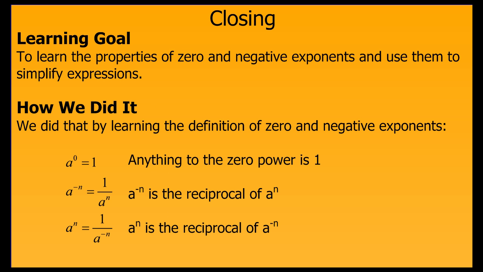In closing, let's review our learning goal. We wanted to learn the properties of 0 and negative exponents. We did that by learning their definitions. Anything to the 0 power is 1. Anything raised to a negative power can be rewritten as 1 divided by that same base raised to that positive power, so writing it as the reciprocal.